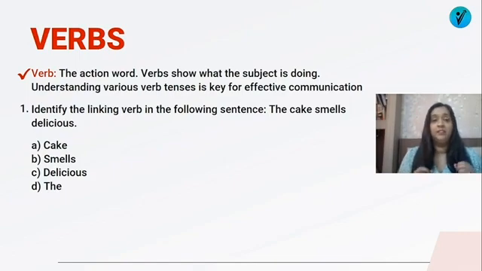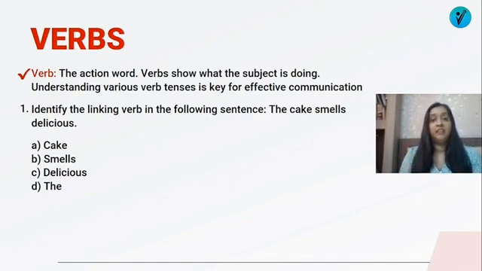Identify the linking verb in the following sentence. The cake smells delicious. Now, generally we get confused with verbs being only action words, and we think an action word is doing something. So, if we say she is smelling the perfume, then you will feel is smelling, okay, it's a verb. But the cake smells delicious. How can a cake smell delicious on its own?